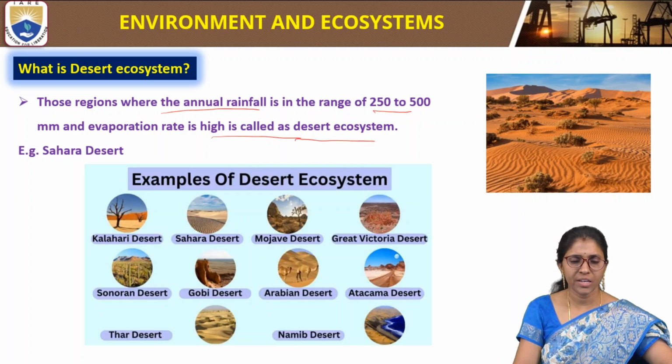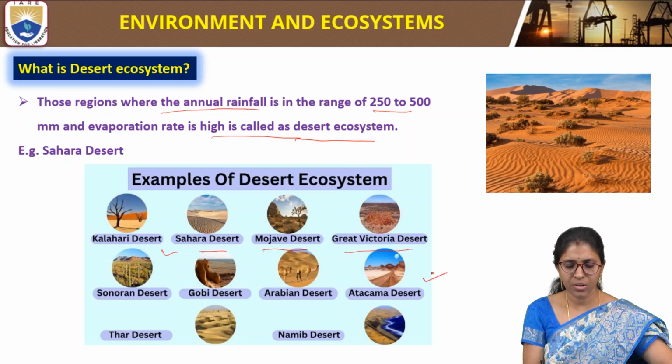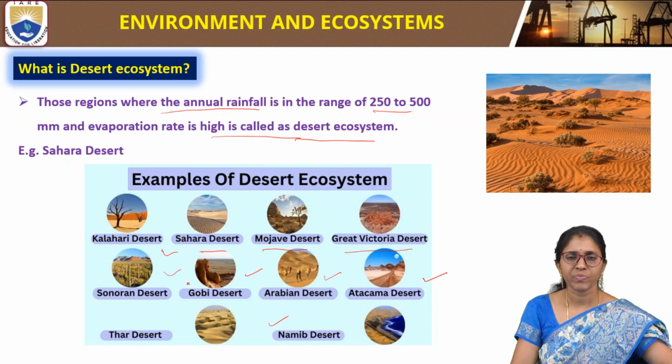We have many examples of desert ecosystem: Kalahari desert, Sahara desert, Mojave desert, Great Victoria desert, Atacama desert, Arabian desert, Namib desert, Gobi desert, Sonoran desert and Thar desert. So these all are examples of desert ecosystem. Here rainfall is very less and evaporation rate is very high.